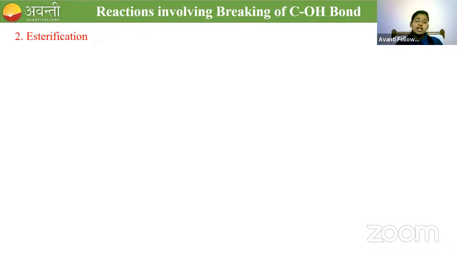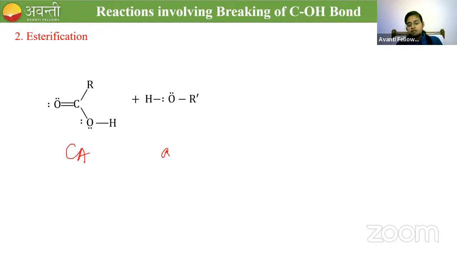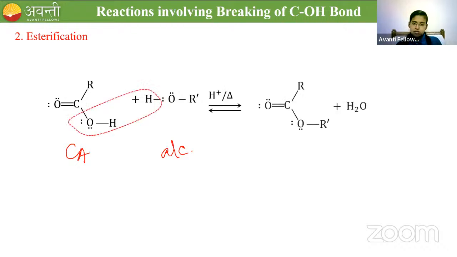What is meant by esterification? Carboxylic acid reacts with alcohol to form ester and water. Yes or no? Carboxylic acid plus alcohol, in presence of acid, will form ester and water. So the ester formation reaction is called esterification.